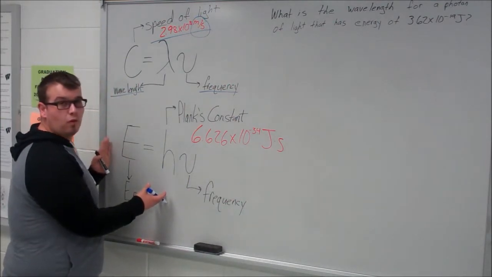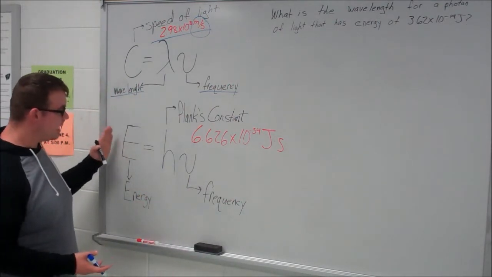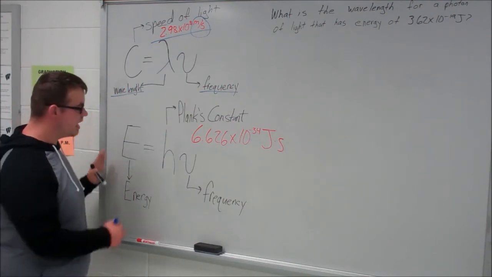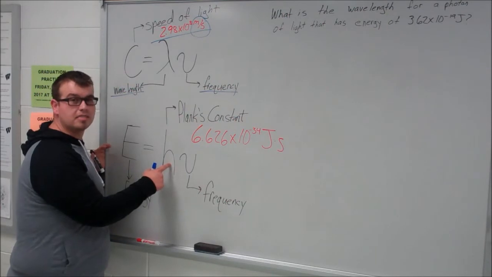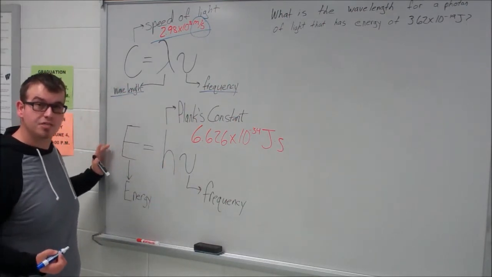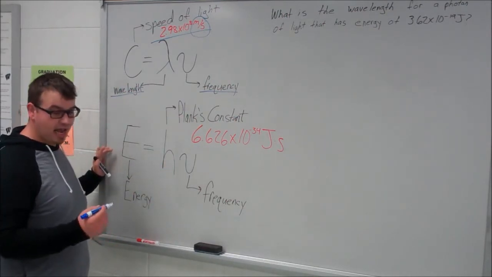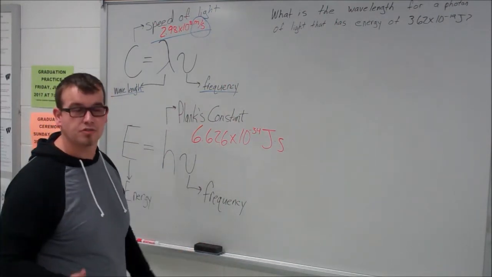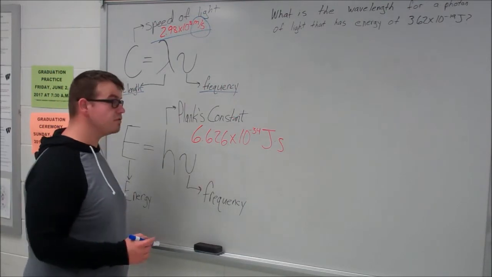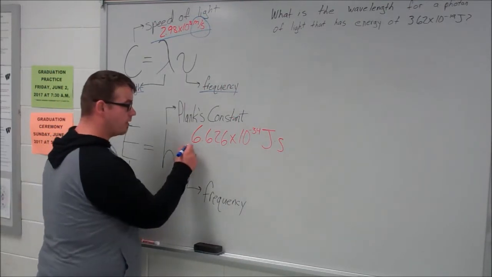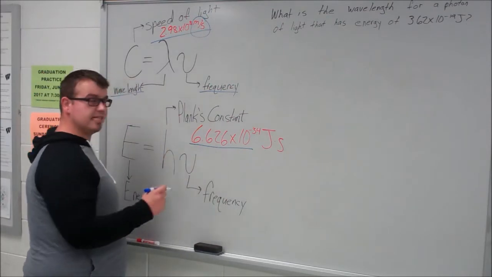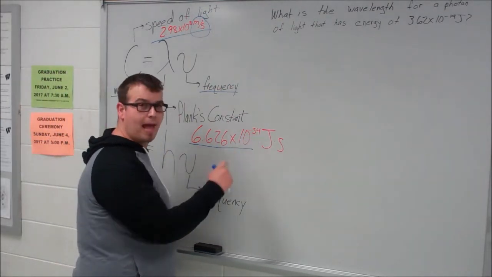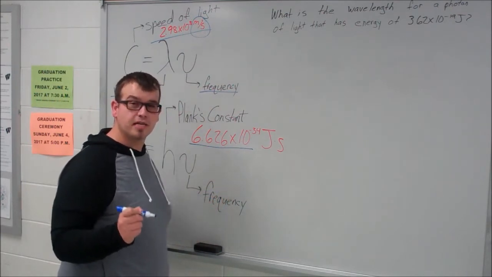Then the second one is down here at the bottom. Energy, symbolized by E, equals Planck's constant. The regular lowercase h is for Planck's constant, and, you got it, it's a constant. So make sure you remember it's a constant and remember the number. It's 6.626 times 10 to the negative 34th power. And make sure to get the units right.